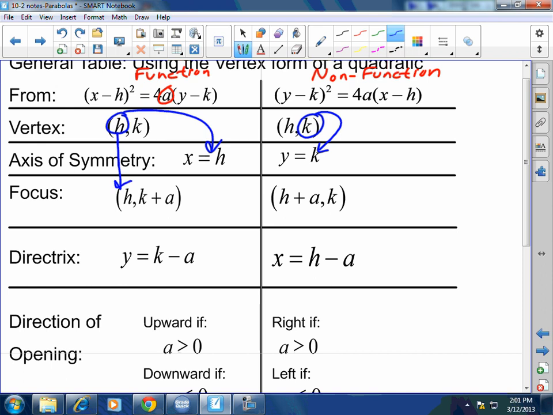Last thing that you may want to try to remember. When the axis of symmetry is an x equals, the directrix will always be a y equals. Reversed on the y squared. I have my h, k. My k is my axis of symmetry, and my k is also the y value of the focus. When I have a y equals axis of symmetry, I'm going to have an x equals directrix.